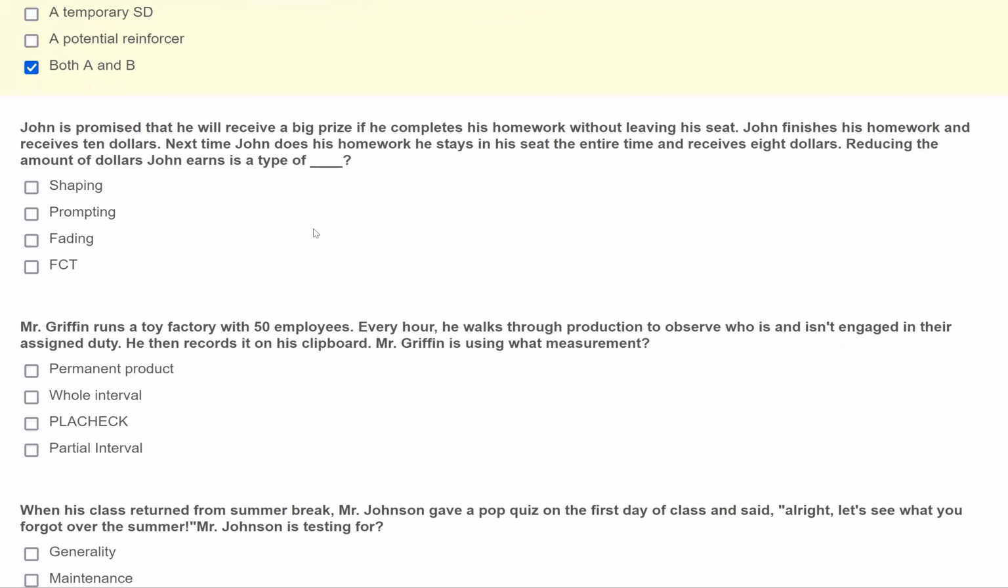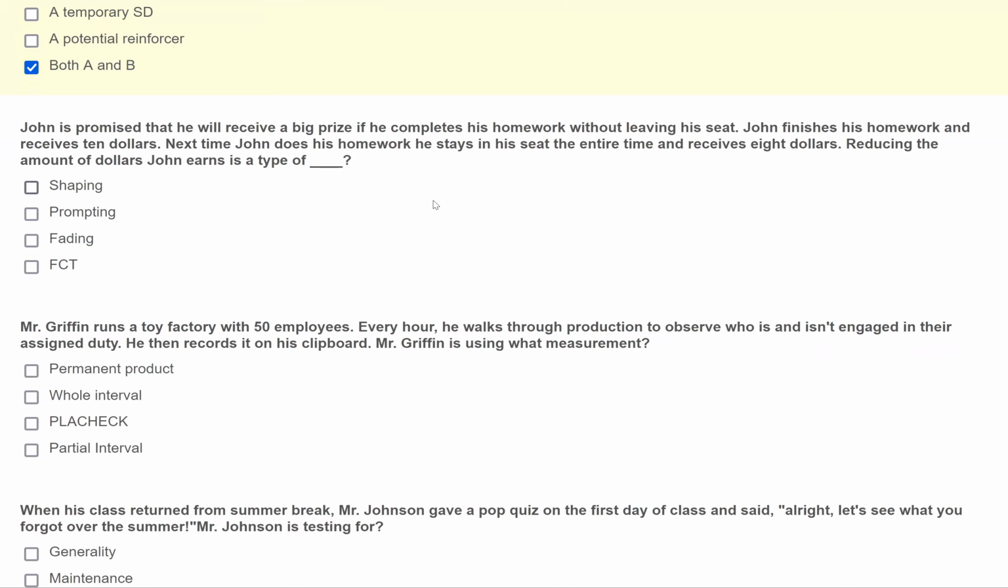John has been promised that he will receive a big prize if he completes his homework without leaving his seat. John finishes his homework and receives $10. Next time John does his homework, he stays in his seat the entire time and receives $8. Reducing the amount of dollars John earns is a type of what? What is the question asking about? The question is asking about the intervention where John is earning these dollars.